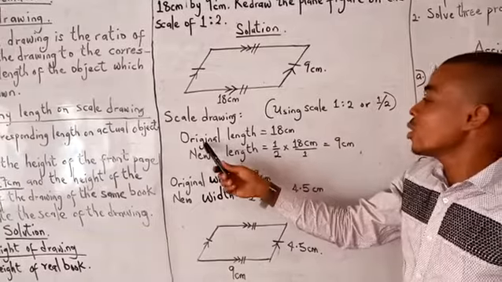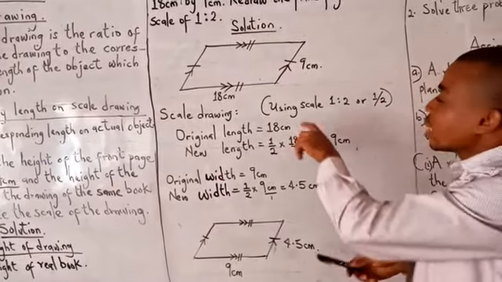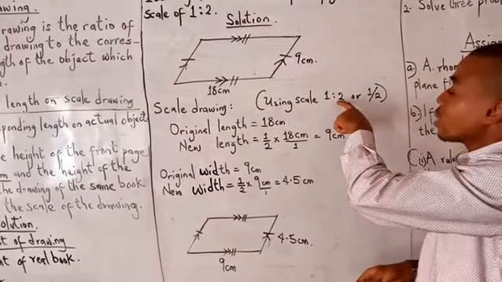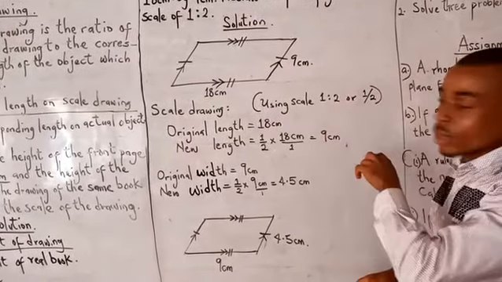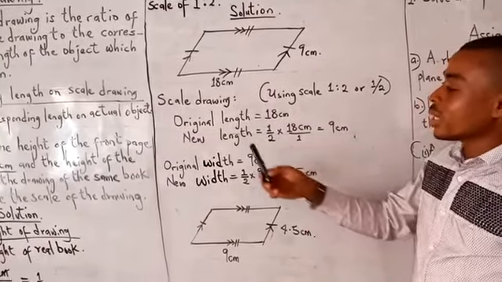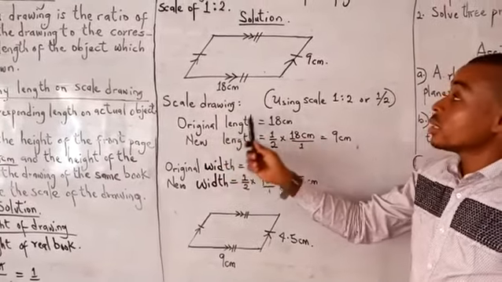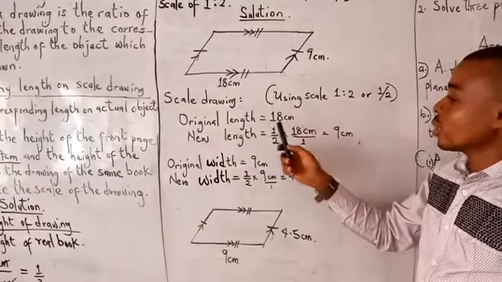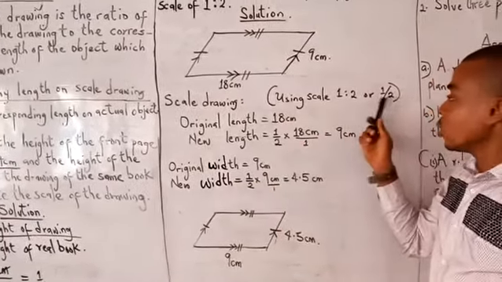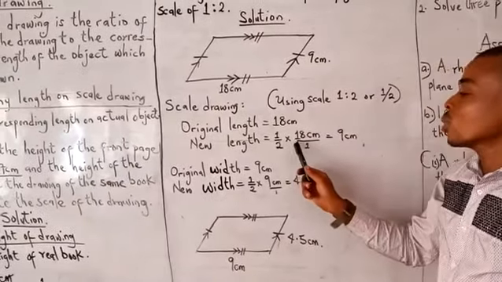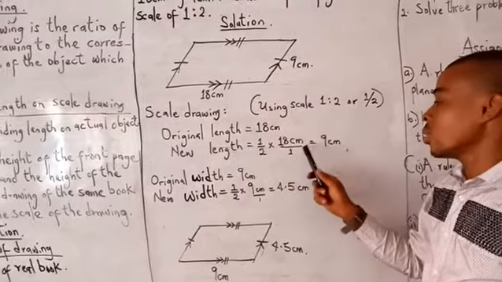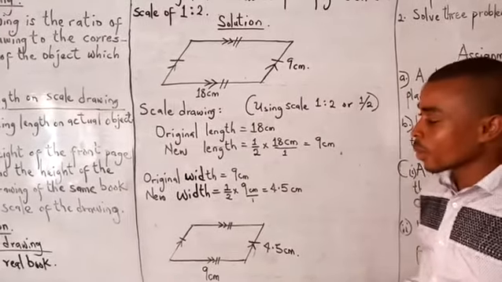The scale we're using here is 1:2 as stated in the question. That 1:2 actually means 1/2. So you can use 1/2 in place of 1:2, so you can understand it better. Quickly, original length of this plane figure is 18 cm as stated there. And then the new length should be, using this scale, 1/2 multiplied by 18 cm, which will give 9 cm.